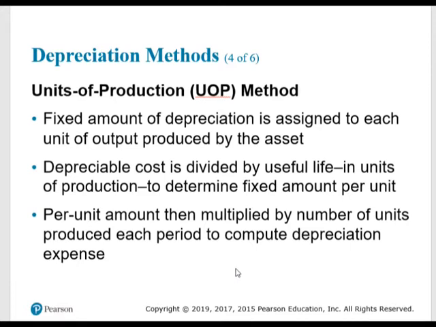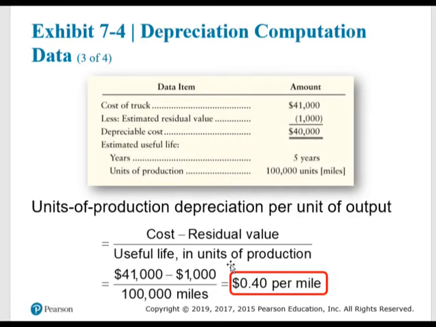Units of production method looks at how much something can produce or how far it can go. Think cars or delivery vans. You have to do two calculations with this method. First, you have to figure out a per unit cost. Then you use that to calculate your depreciation expense.